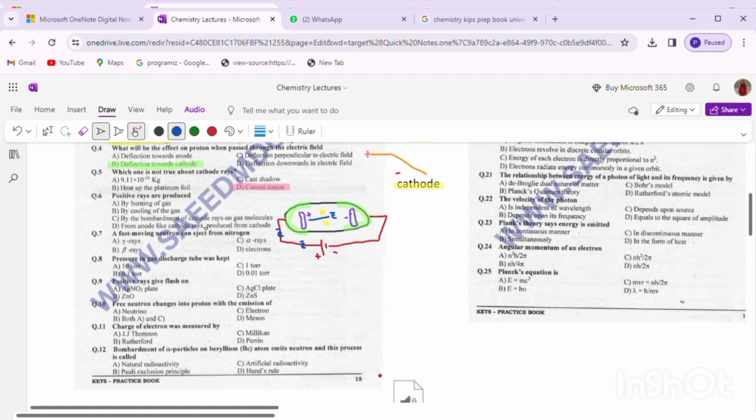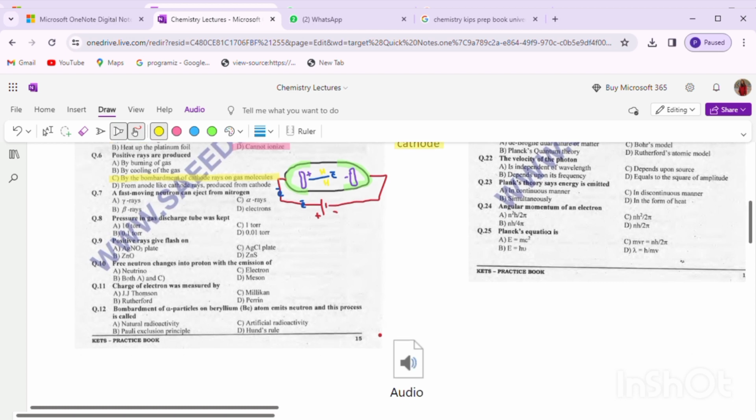So we know that by bombardment of cathode rays, which they are representing here as electrons, right, on the gas molecule, is the correct option. The bombardment of cathode rays on gas molecule is the correct option, and this is how the positive rays are produced, right? So our seventh MCQ, a fast moving neutron can eject from nitrogen alpha rays, right? A fast moving neutron can eject from nitrogen is alpha rays. Very common, right?